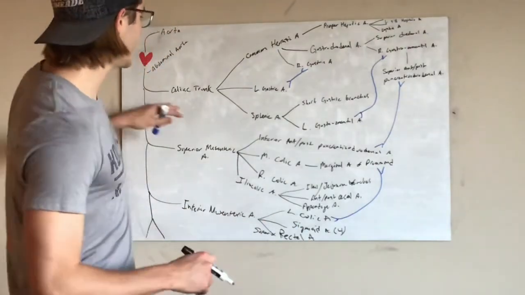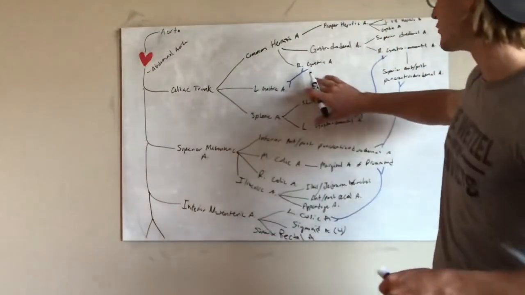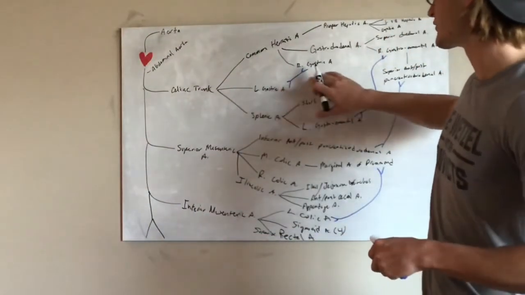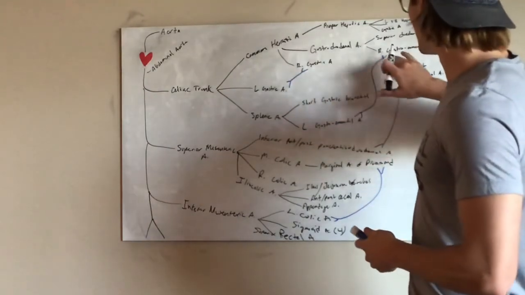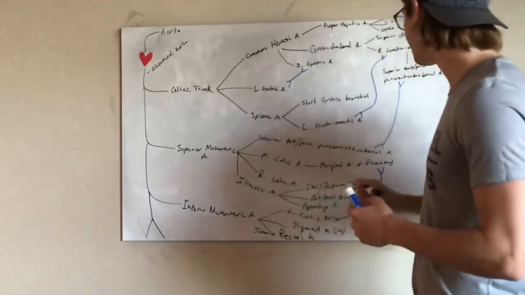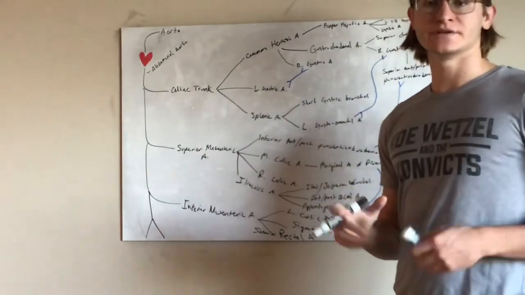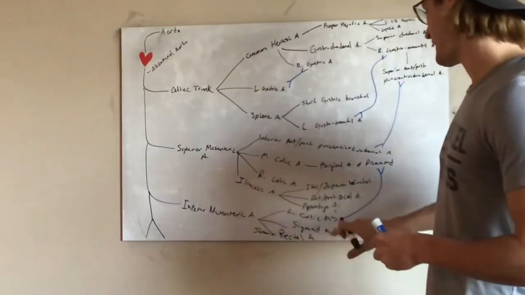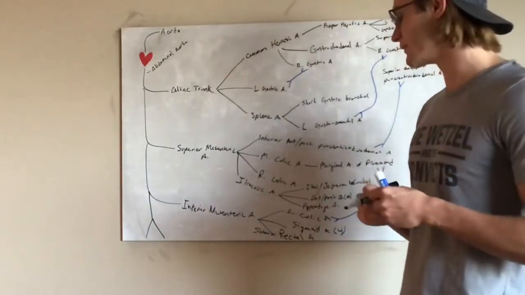So cool. That is pretty much the basis of what we're covering. So the anastomoses are here: the left gastric artery anastomoses with the right gastric artery. The right gastroomental artery is going to anastomose with the left gastroomental artery. The superior and inferior pancreaticoduodenal arteries are going to anastomose with one another, and the left colic artery and the marginal artery of Drummond are going to anastomose with one another.